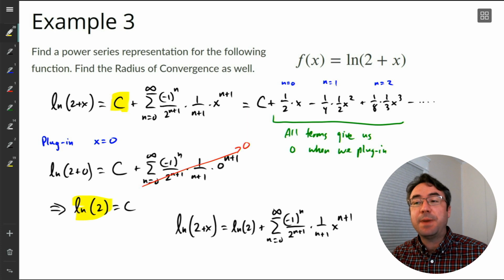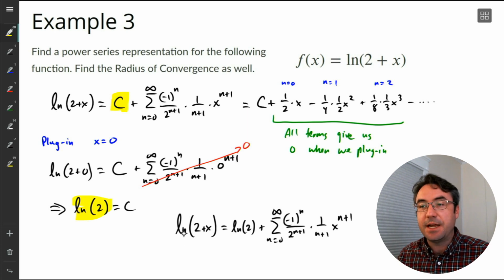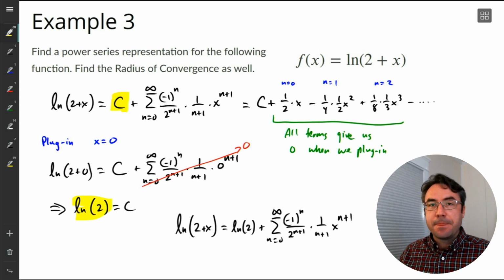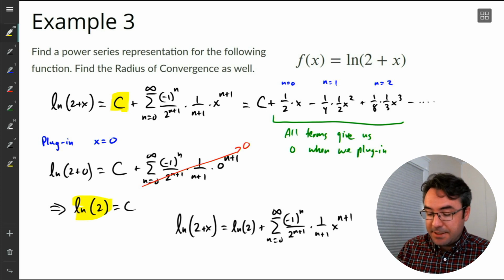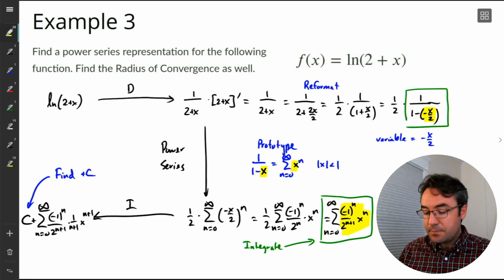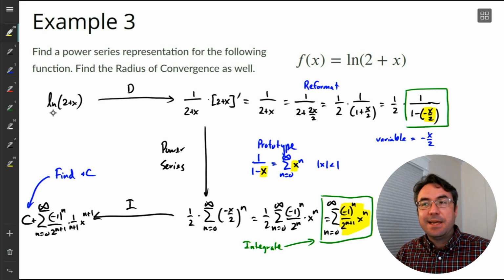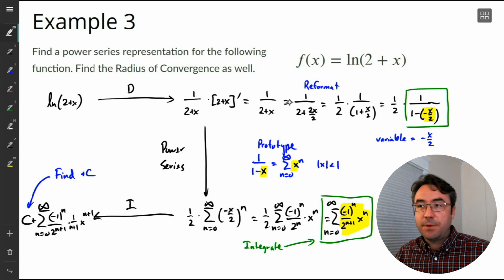And there we go. We have a nice power series representation for this natural log function. And really what allowed us to get this, if we go back, we started with our function. It wasn't in the correct format for that 1 over 1 minus x form, but doing the derivative brought us something very close. We had to do a little bit of reformatting, but once we were there, we were able to find our power series representation for the derivative, which is all well and good, but it's not the power series for our actual function.